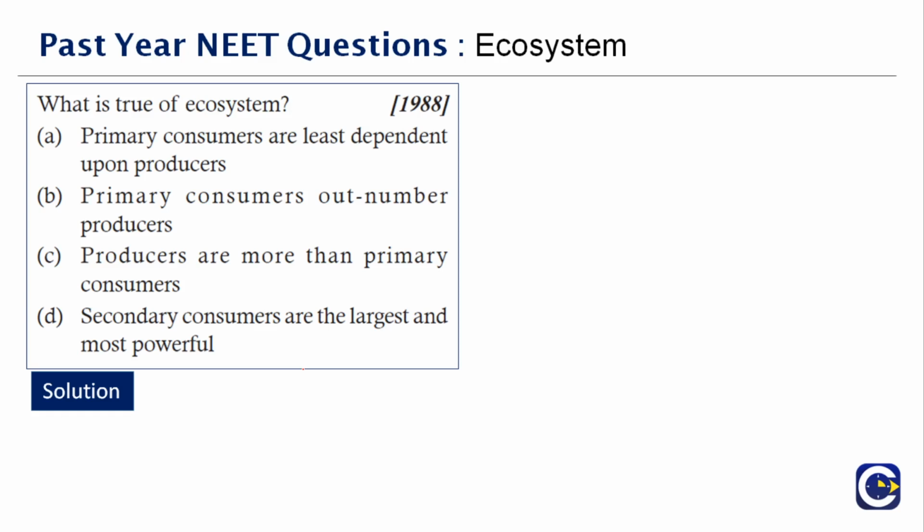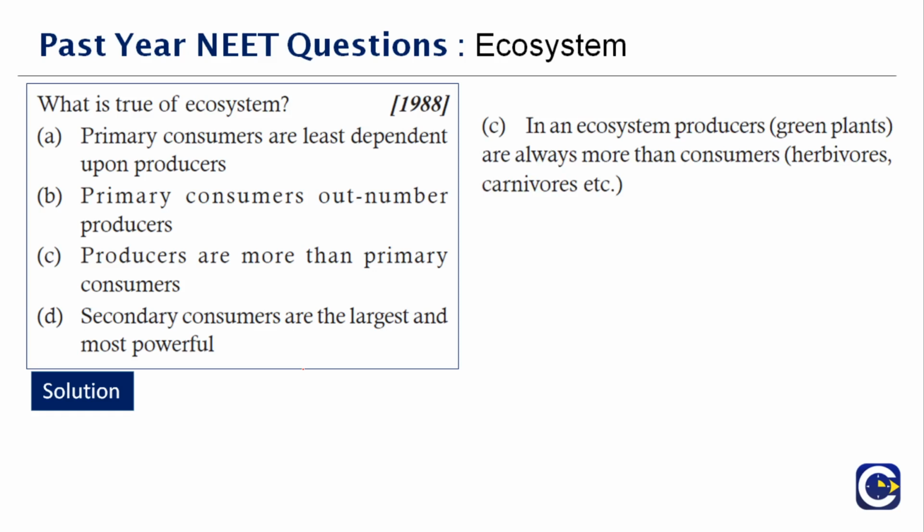In an ecosystem, producers are the green plants. So only from the green plants you have herbivores, and the herbivores are consumed by the carnivores. So for the cycle, or the chain to go in a track, you require producers. So producers are more than the primary consumers is true for ecosystem. Therefore, the correct answer to this question is option C.